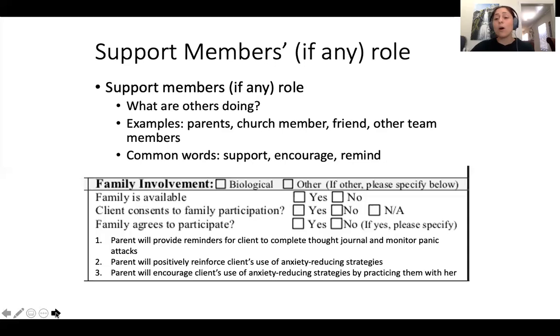Okay, remember that all of these sections, so the clinician's role, the client's role, and the support member's role should be completed for every single short-term goal that you write. This isn't something that you just complete once and then you have separate goals. You need to complete it for every short-term goal that you have, okay?